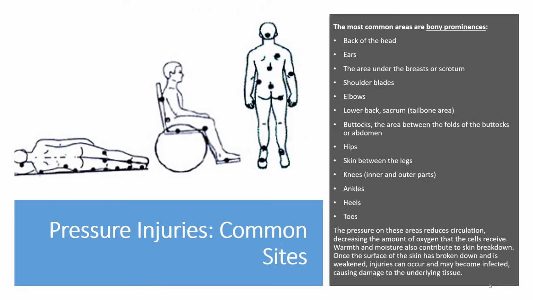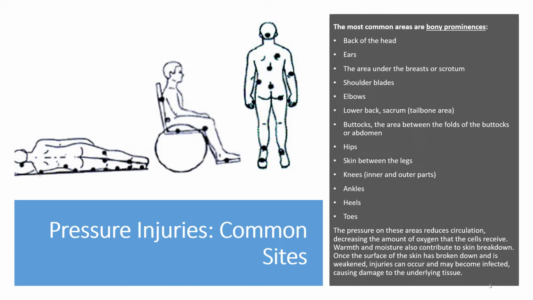Pressure injuries, common sites. The most common areas are bony prominences, back of the head, ears, the area under the breasts or scrotum, shoulder blades, elbows, lower back, sacrum, tailbone area, buttocks, the area between the folds of the buttocks or abdomen, hips, skin between the legs, knees, inner and outer parts, ankles, heels, toes.